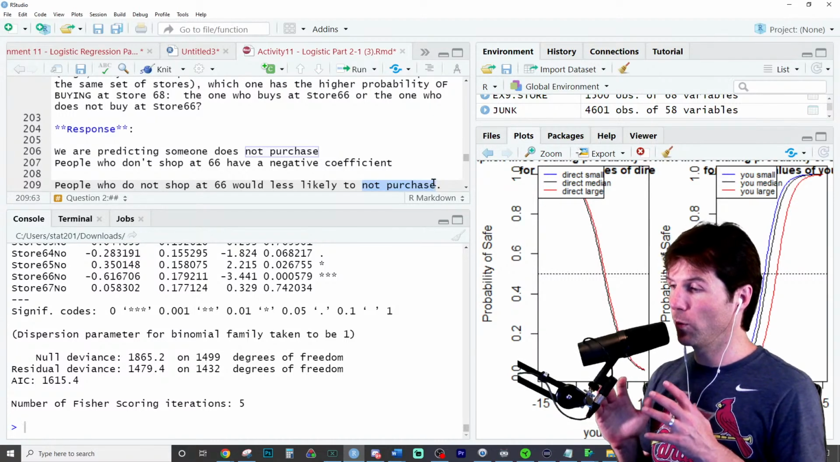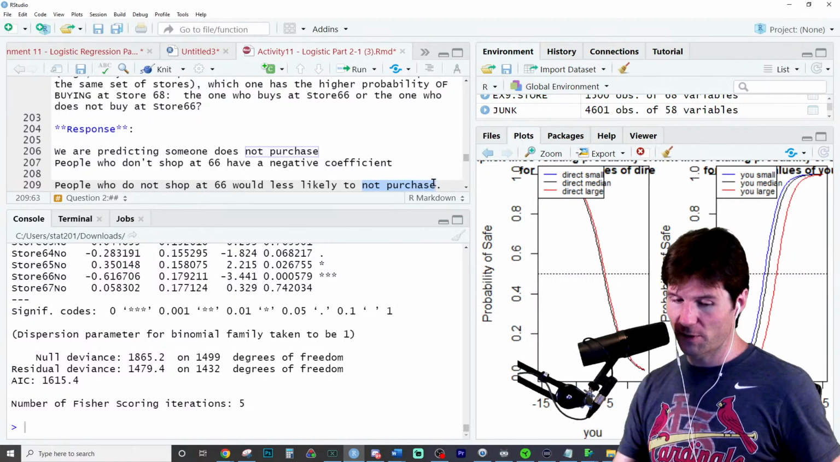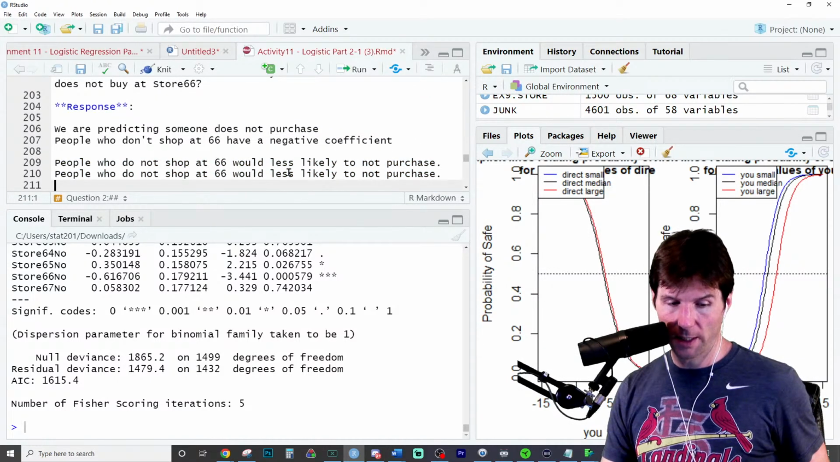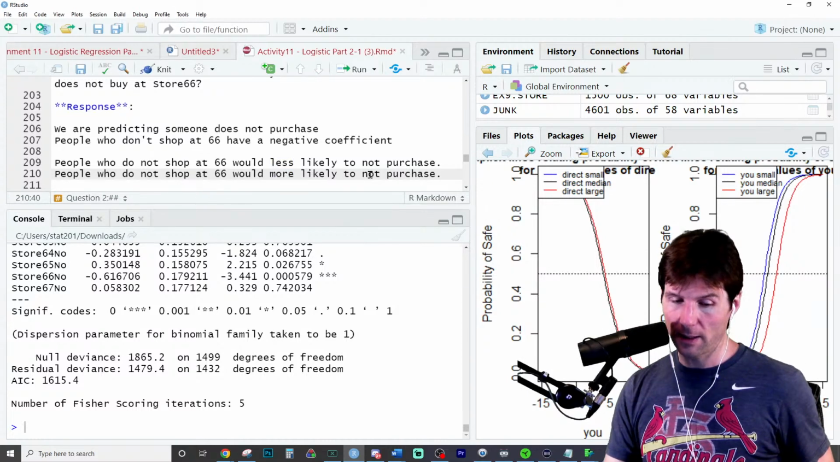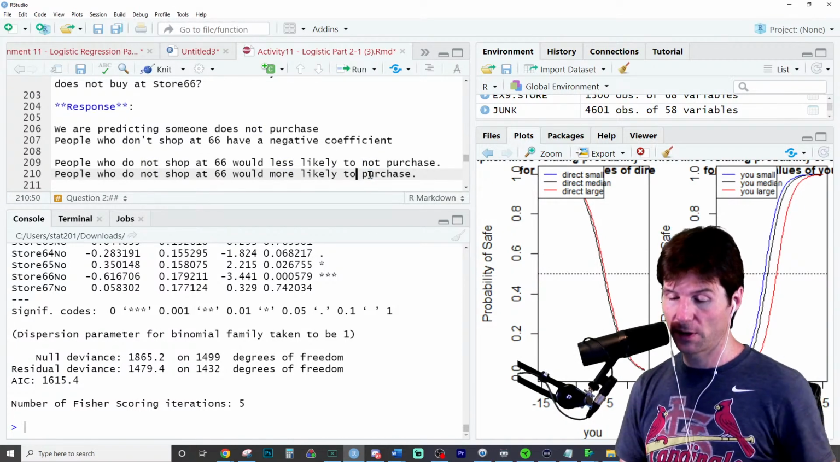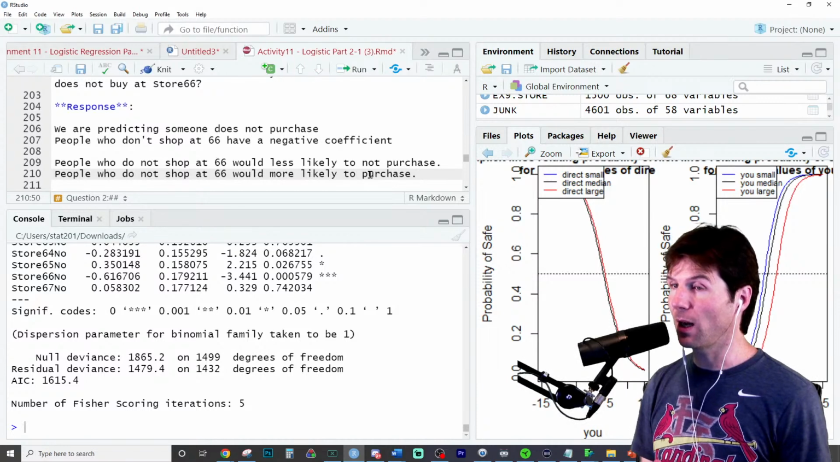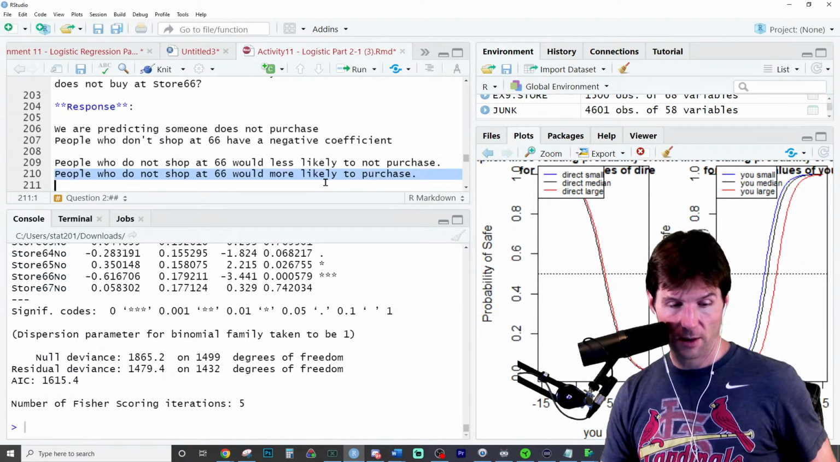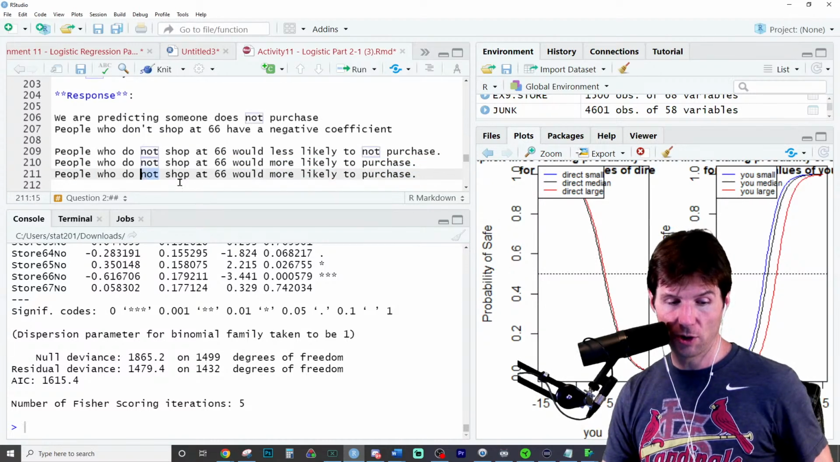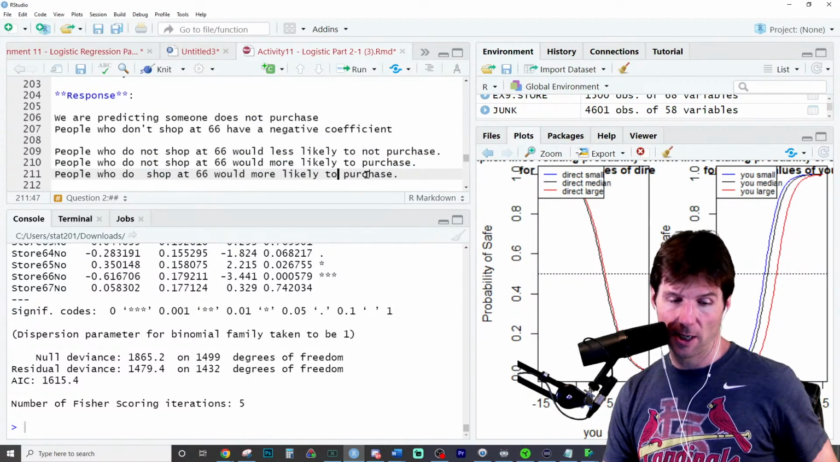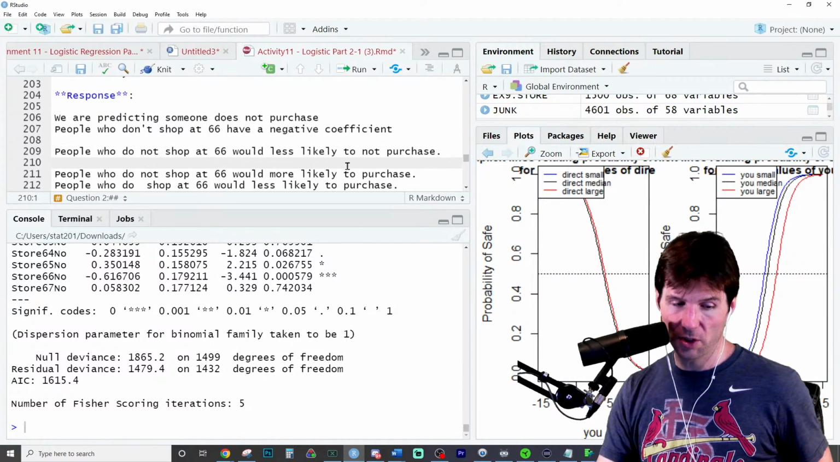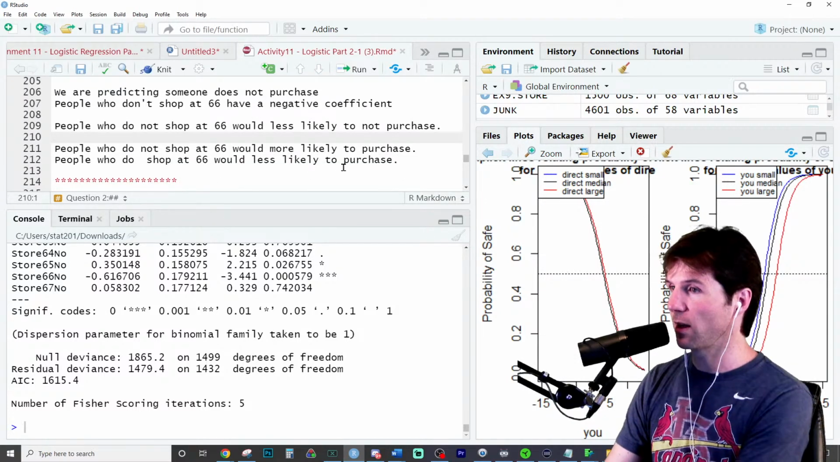Now, if you reword this, let's do a little rewording. They'd be more likely to purchase. Does that make sense? People who do not shop at store 66 would be more likely to purchase. Or we could say people who do shop at store 66 would be less likely. So there are the implications from this, in a much easier way to understand.